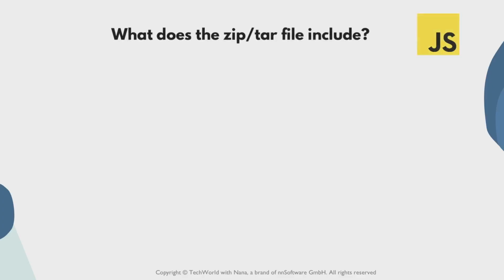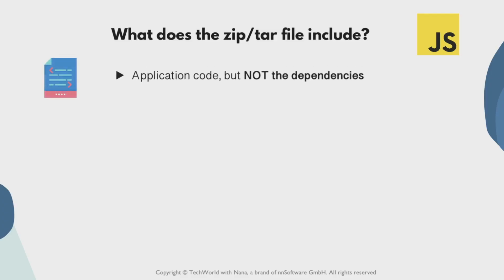So once we build that zip file or tar file, what will that artifact file include? It will mostly include the code itself, the application code, but not the dependencies. Note that there are additional modules for npm and Yarn that will add this functionality to include the dependencies in the artifact, but by default, they're not included.